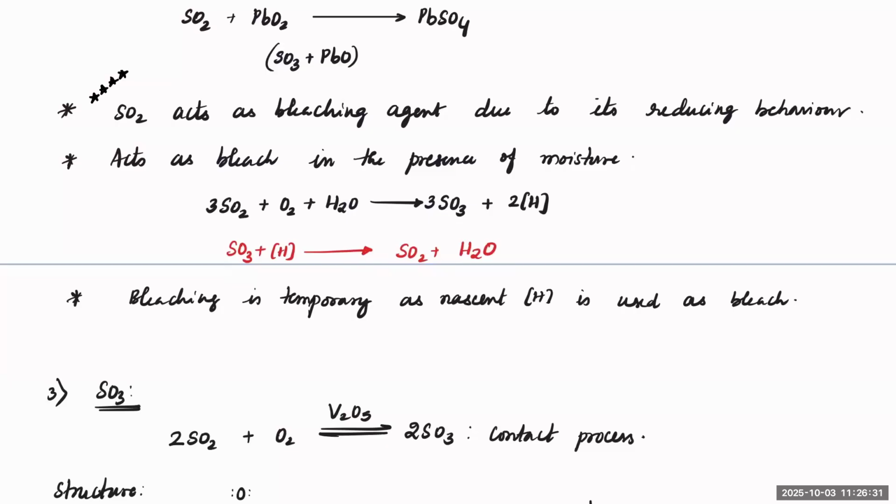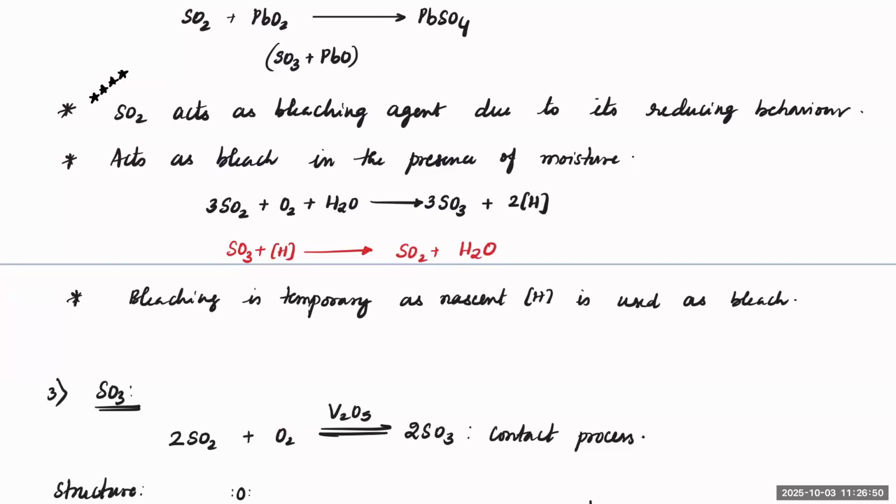Usually this is a temporary bleach. So if you have any SO2 on the surface of it, it will convert into SO3 first, correct? And SO3, when the H is brought back, will become SO2.